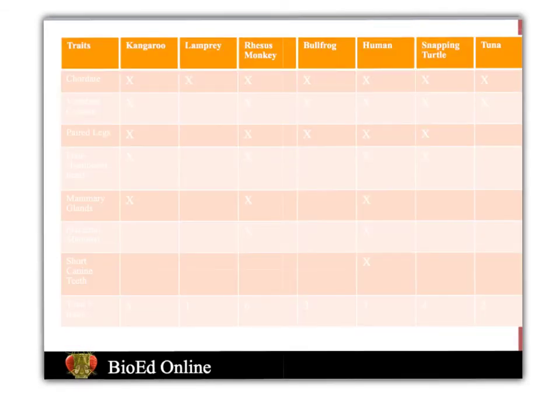All right, here is a basic background of information on a variety of organisms. We've got a kangaroo, lamprey, which has got kind of a fish-like thing, a rhesus monkey, a bullfrog, a human, a snapping turtle, and a tuna. And down the left-hand side here, we've got all of these different characteristics, these anatomical characteristics that they may or may not have. So for example, a kangaroo is a chordate. In other words, it has this notochord thing when it's developing that's kind of like a spinal cord. Has a vertebral column, a backbone, has paired legs, has a 4-chambered heart, has mammary glands. It is not a placental mammal, and it does not have short canine teeth.